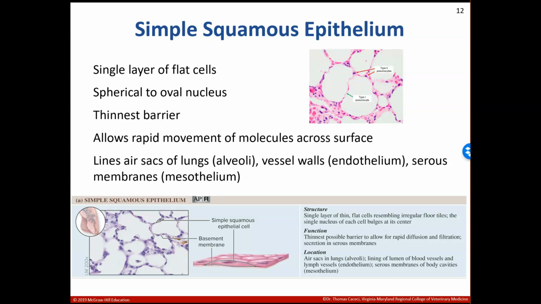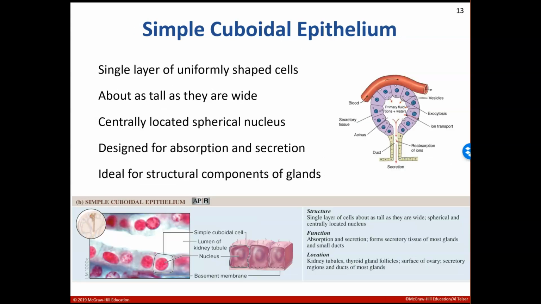Other examples would be like our blood vessel walls. That would be endothelium. We give a special name to that. And not all of our blood vessel walls are only made up of simple squamous epithelium. We're going to find other tissues like connective tissue and muscular tissue to make up, let's say, an artery or a vein. But really, it's our capillaries, the smallest blood vessel of all, that is made up of just the simple squamous epithelium. And then we have our serous membranes, which we call mesothelium. And remember, those are going to be things like our pericardium, or the pleura of our lungs, or the peritoneum.